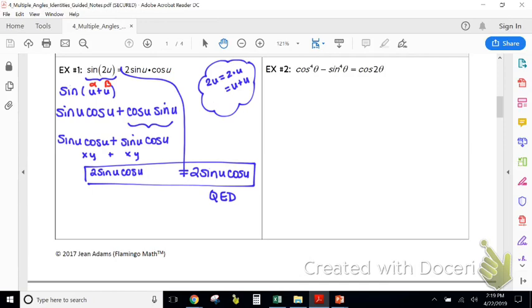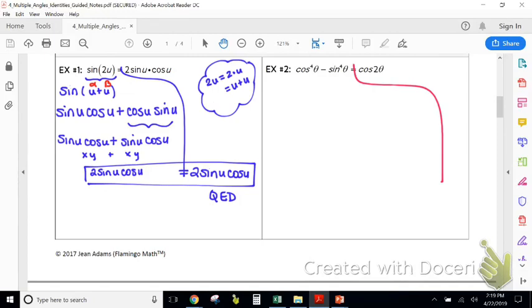All right, so for example 2, what can we do here? Okay, let's work on the left side. It is possible to work the right side, but it's a little bit harder, so I think the left side's the easier one, so let's go with it.